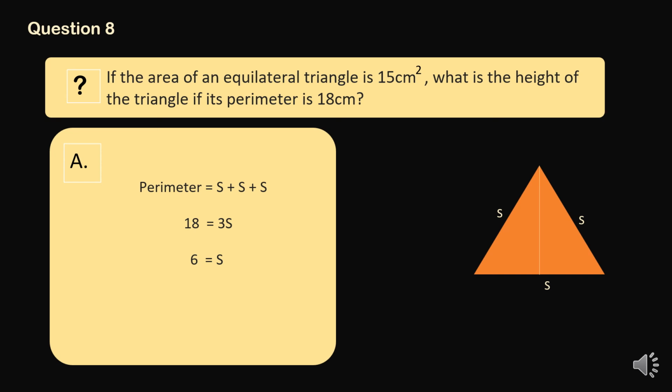Now I know the perimeter of the triangle equals s plus s plus s. This means 18 equals 3s. This also means the length of the side equals 6 centimeters. Going back to the equation of the area, I can replace s by 6. This means I have only one equation and one missing piece of information. This also means 15 equals 3h. This also means h equals 5 centimeters.